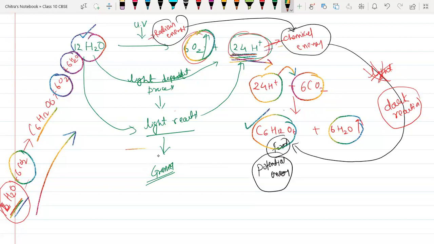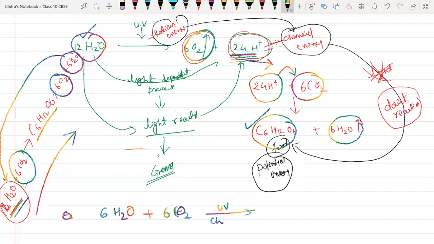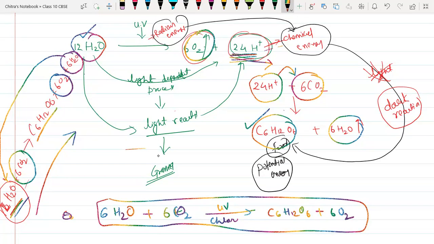Otherwise, the representation of the reaction is: if you subtract the water molecules from here, we require only 6 water molecules. 6 H2O, then we have 6 CO2, and write ultraviolet rays, or you can write sunlight also, and here chlorophyll, and you can write C6H12O6 plus 6 O2. So this is just the representation of the reaction, but the actual reaction is what I have written here.